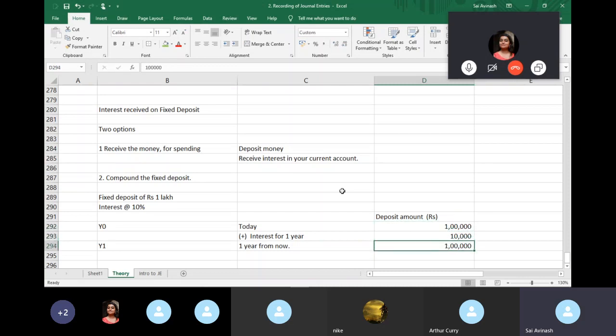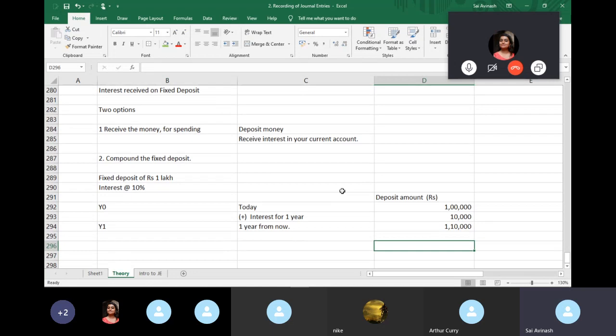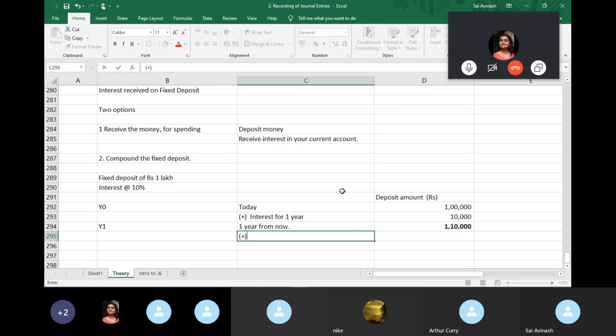Which is going to be added to my fixed deposit. So I won't receive this money in my current account. What they'll do is they will add it back to my fixed deposit. Okay. So for the second year, I will receive interest for year 2.